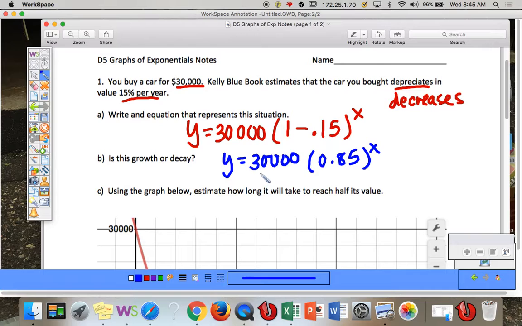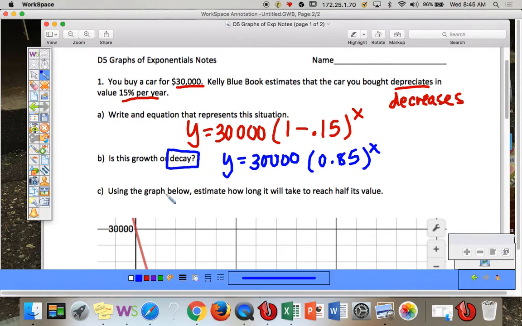What that means is every year the car is worth 85% of its value from the year before. This would be decay. Again, it's going down in value. You can tell because it's less than 100% of its value each year. Let's look at the graphs. I graphed this on Desmos. I just typed in the equation.